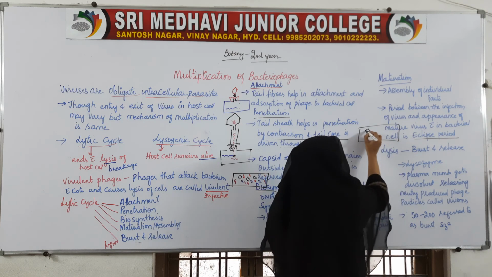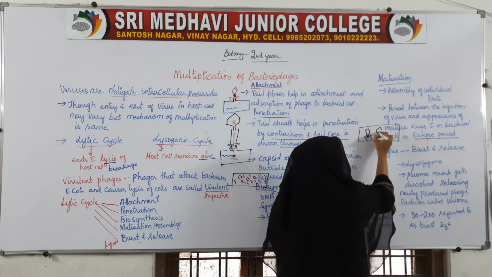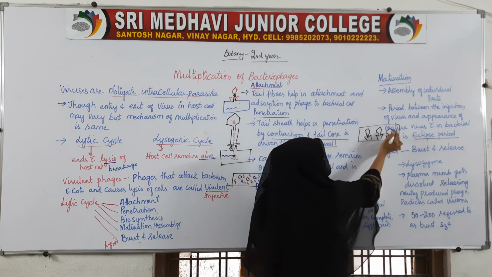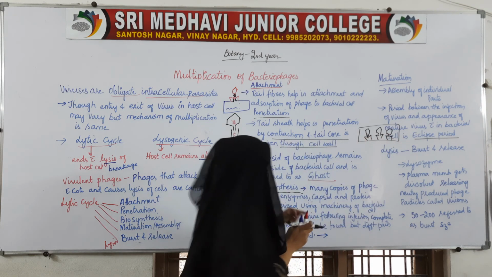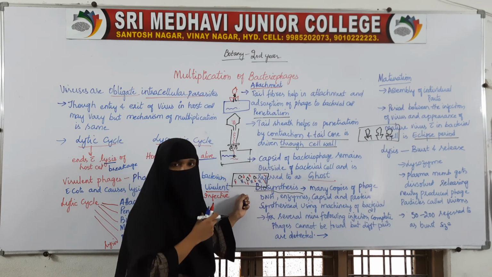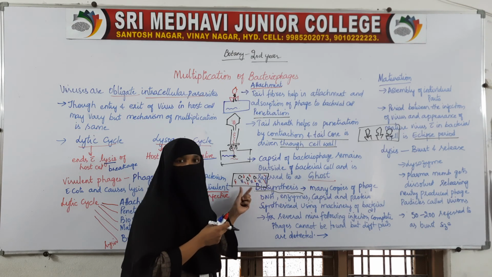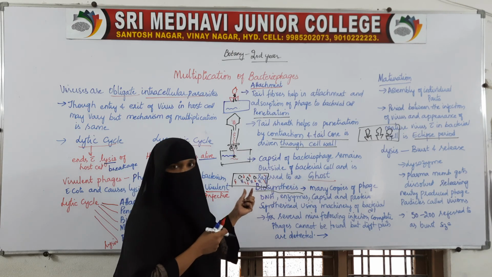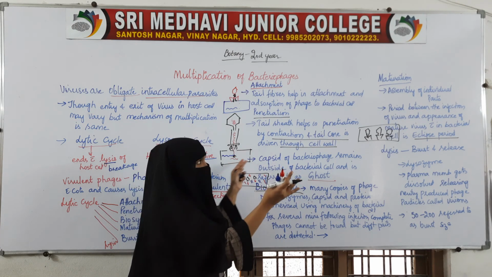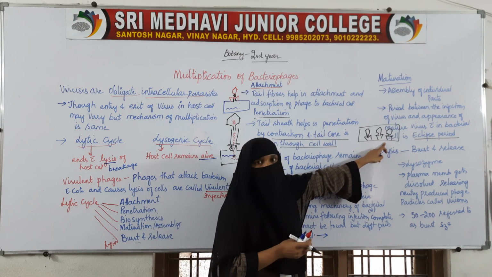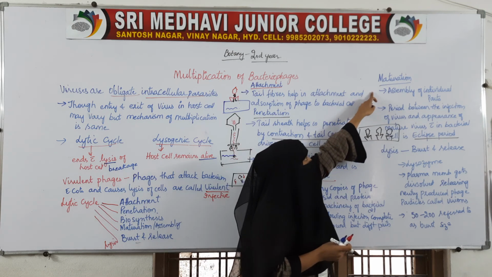What happens in the next stage? The individual parts will assemble. See, tail, head, tail fibers, all of them are assembled. Here, they were just produced in a haphazard manner, not assembled. Just production, synthesis of individual particles, was taking place. Now, all these individual particles have been assembled into a new virus particle. That is called maturation.